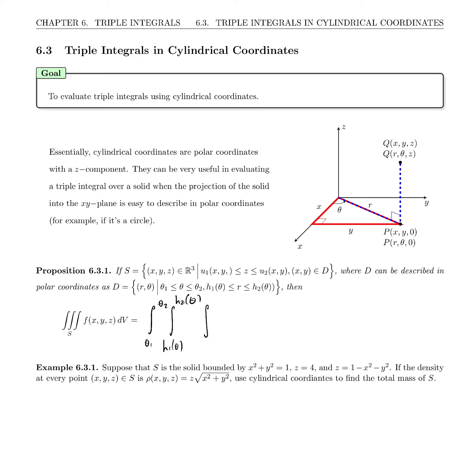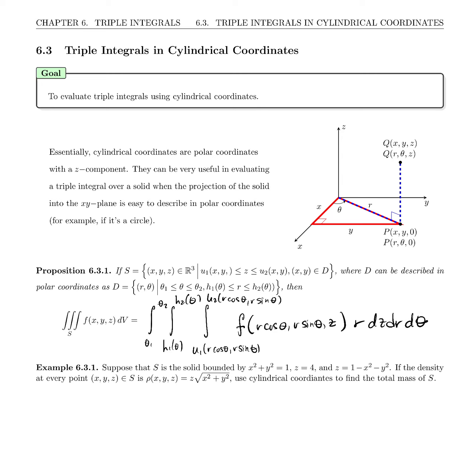Now we go to the z bounds, so u1, and we have to translate them: r cos theta, r sine theta, to u2 of r cos theta, r sine theta. And then our function f of (x, y, z) also needs to be translated. So f of r cos theta, r sine theta, and the z can remain. We have the r from the double integral in polar coordinates, and then dz, dr, d theta.